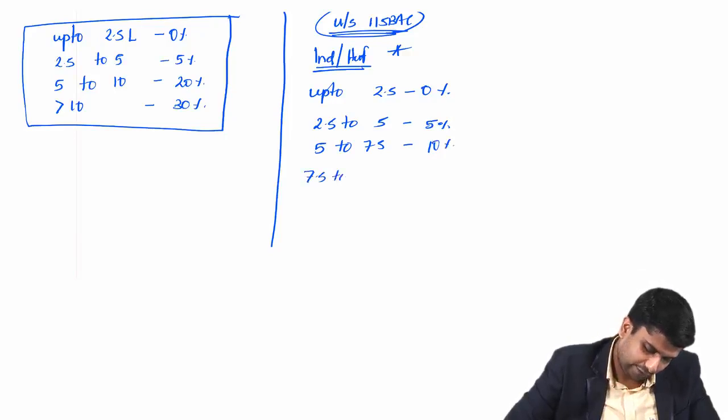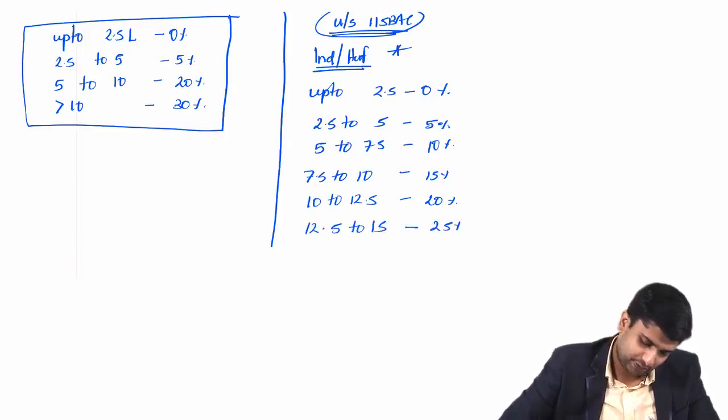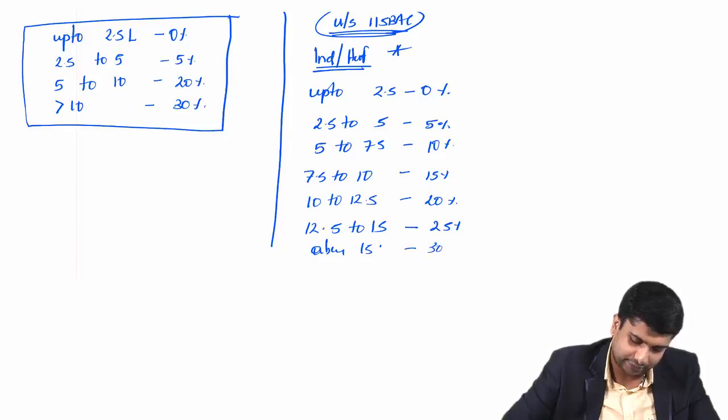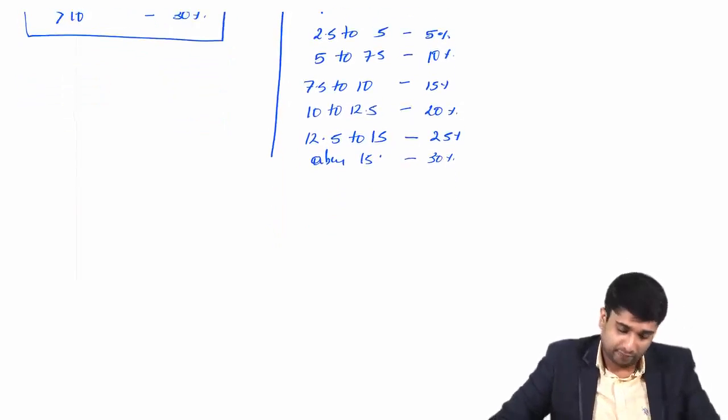Then from 7.5 to 10, your rate is 15%. Then from 10 to 12.5, your rate is 20%. Then from 12.5 to 15, your rate is 25%. Then above 15 lakh, your rate is 30%. What do you mean by this? Simply, I'll tell you one example again.